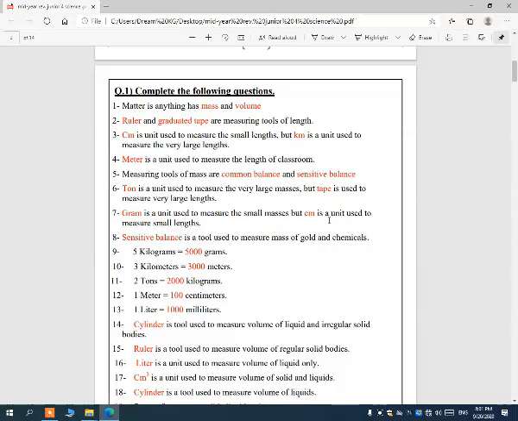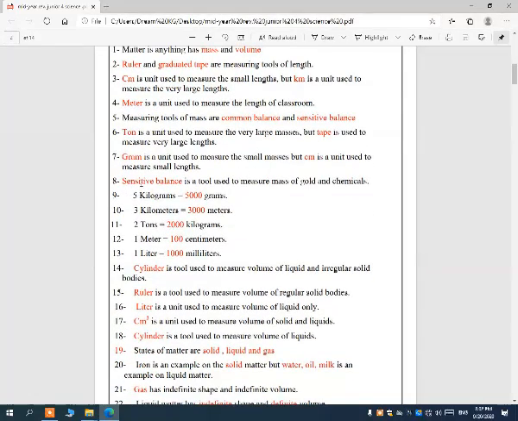But dots is a unit used to measure the small lengths. What is the unit for the small lengths? Centimeter. I said the units of the length are centimeter, meter, kilometer. So for the small lengths it is centimeter.